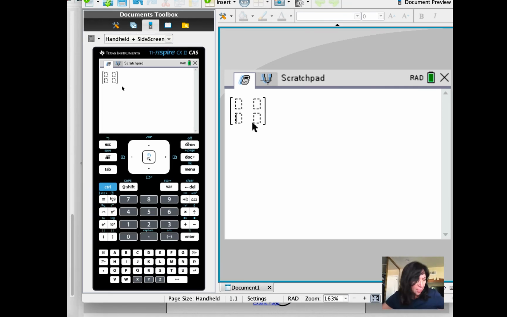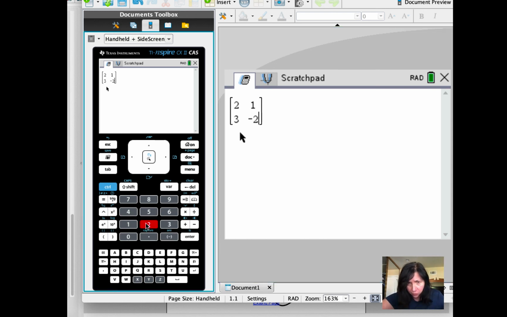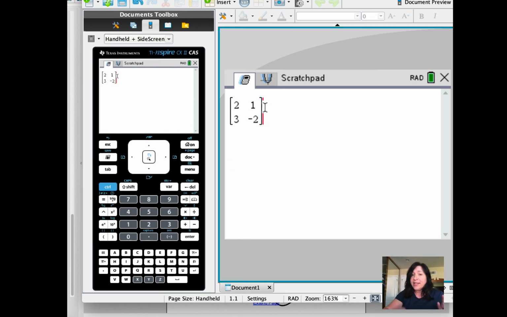Okay, so the equation was 2x plus y. So plug those numbers in. So 2x plus y, y was 1. And then the other one was 3x minus 2y. So I'm going to go with negative 2 for the negative 2y. And then remember, we did the inverse.